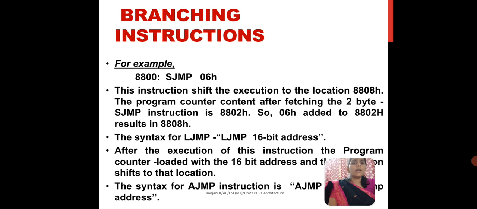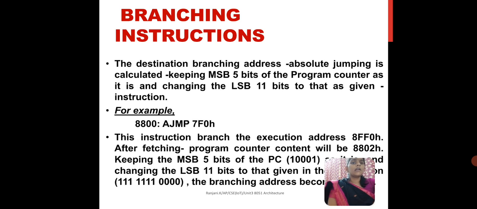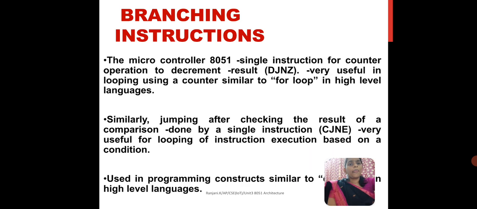Next is the branching instruction LJMP, the long jump. This instruction shifts the execution to the location 880H. These are the branching instructions. For example, 800 is the location value, whereas AJMP 77F0H jumps to 8800. The 8051 microcontroller has a single instruction for the counter operation to decrement and test the result, which is very useful in looping using a counter, similar to a for loop in high level languages.